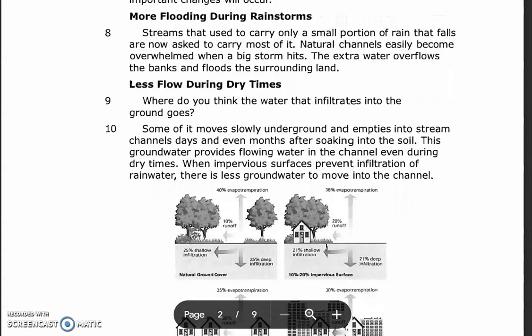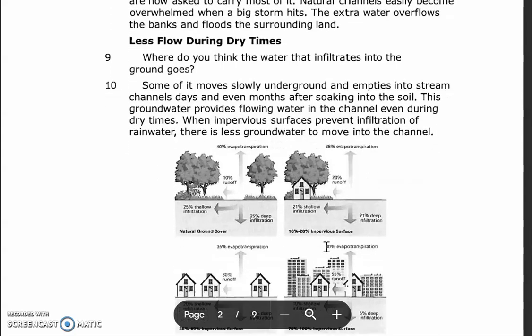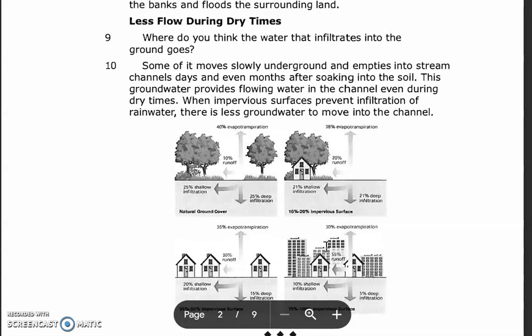Streams that used to carry only a small portion of rain that falls are now asked to carry most of it. Natural channels easily become overwhelmed when a big storm hits. The extra water overflows the banks and floods the surrounding land. Less flow during dry times. Where do you think the water that infiltrates into the ground goes? Some of it moves slowly underground and empties into a stream channel days and even months after soaking into the soil. This groundwater provides flowing water into the channel even during dry times. When impervious surfaces prevent infiltration of rainwater, there is less groundwater to move into the channel.